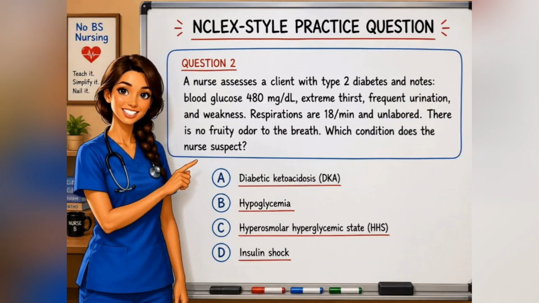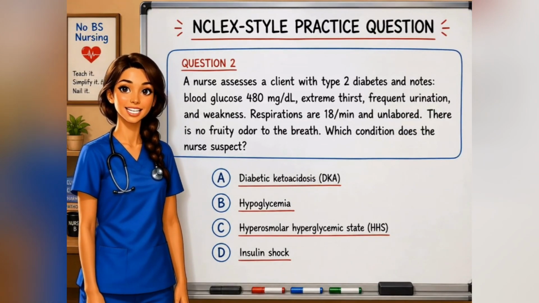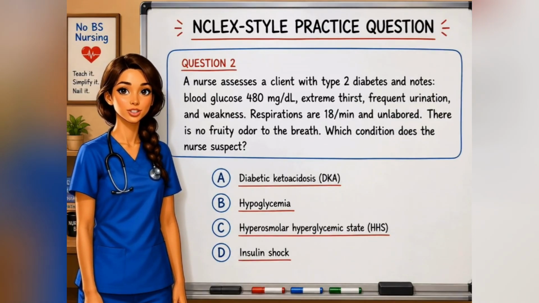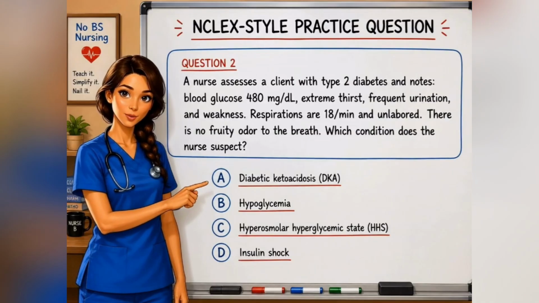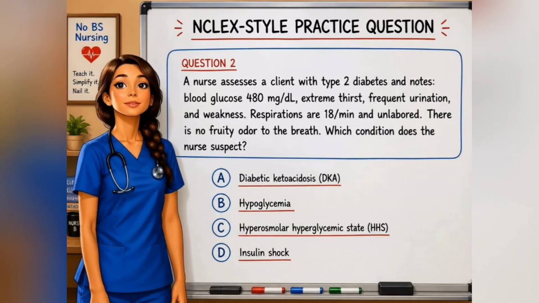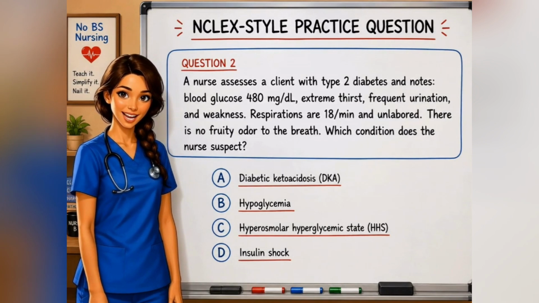A nurse assesses a client with type 2 diabetes and notes: blood glucose 480, extreme thirst, frequent urination, and weakness. Respirations are 18 breaths per minute and unlabored. There is no fruity odor to the breath. Which condition does the nurse suspect?